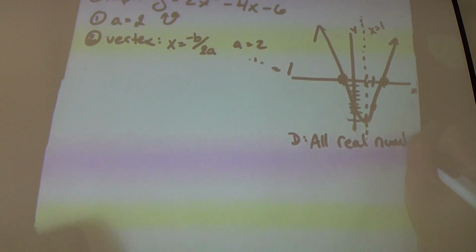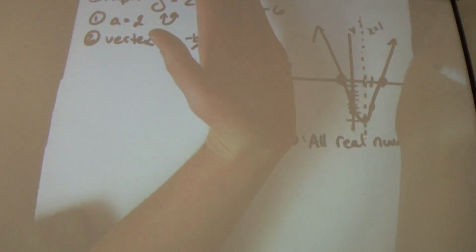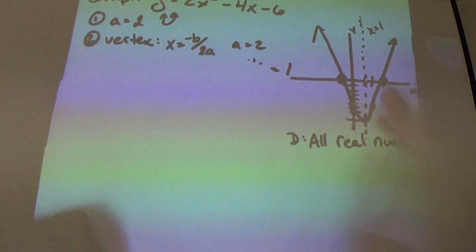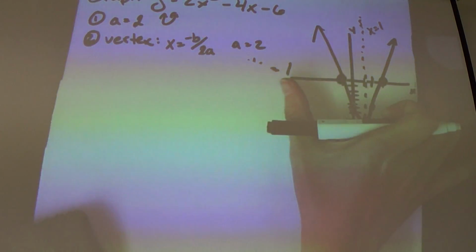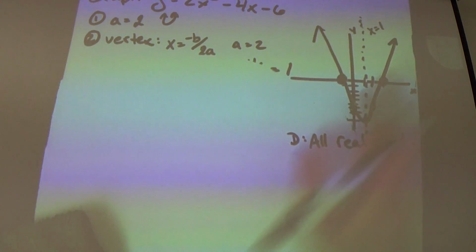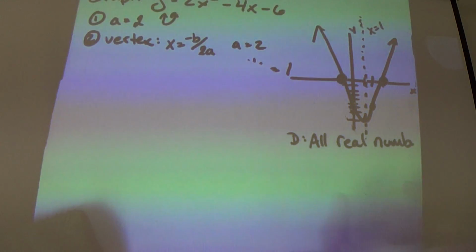On a graph, what that means is that if you look at this, these arrows are pointing all the way left and all the way right. So that means I'm going to cover the entire x-axis. There's no x value that's not going to have an answer for it. So it's all real numbers.